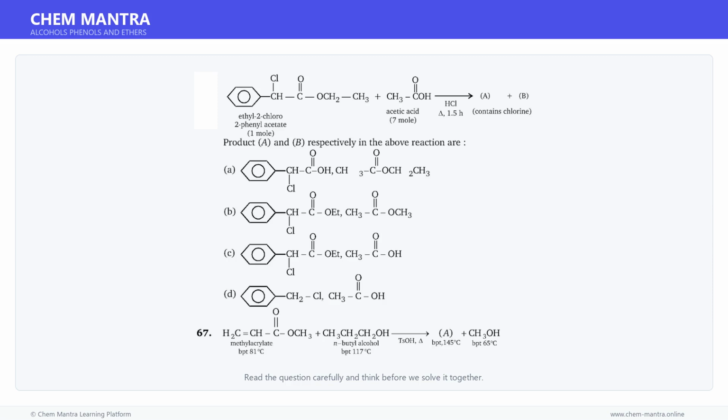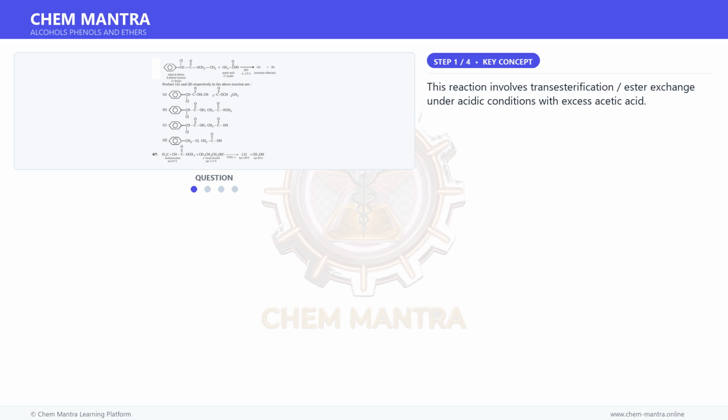Here is a question. Read it carefully and think about the answer. Let us solve it step by step. Let us first understand the key concept here. This reaction involves transesterification, ester exchange under acidic conditions with excess acetic acid.